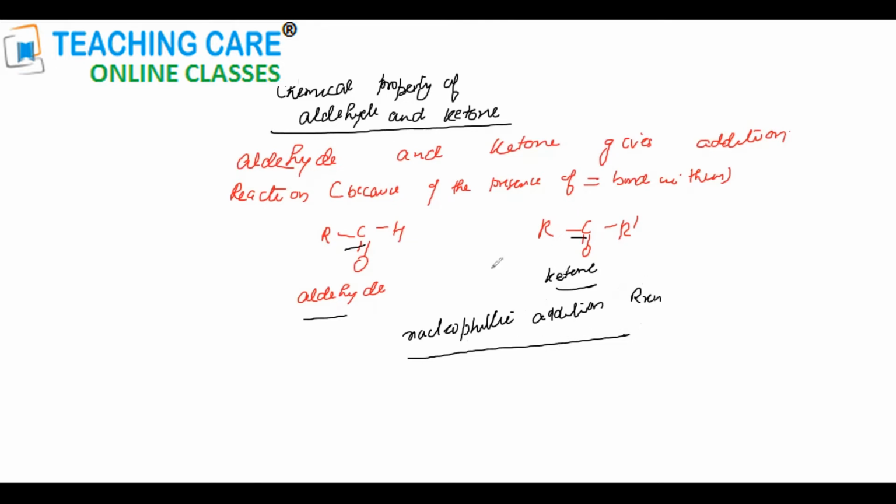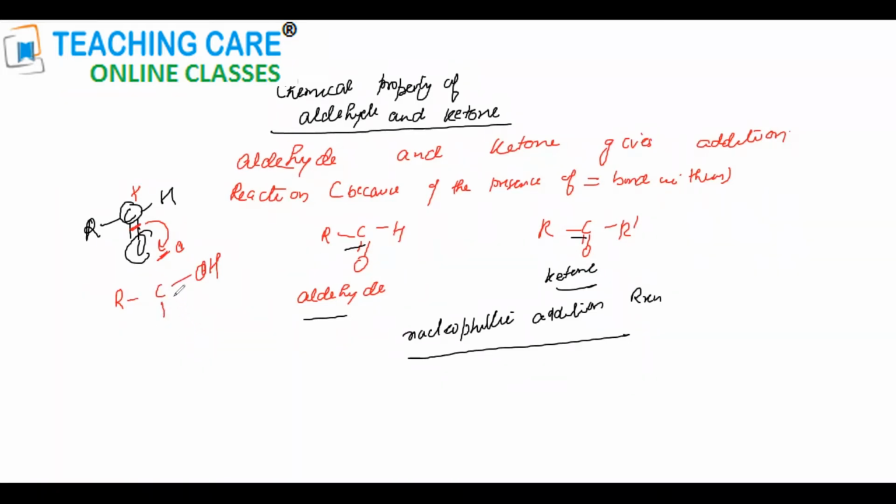Because if you see the structure here, the carbon has low electronegativity and the oxygen has high electronegativity. So what happens? They attract the electrons. When the double bond is broken, the electrons go to the oxygen side. Oxygen gets negative and carbon is positive. So what are the new atoms that are added?